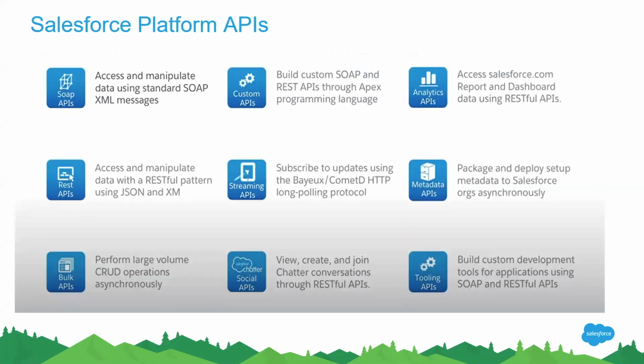So as I told, the entire Salesforce is built on the API framework. So what are the different APIs that we use, like SOAP API, REST API, Bulk API, custom API, streaming? These are the different kinds of APIs that we use in Salesforce.